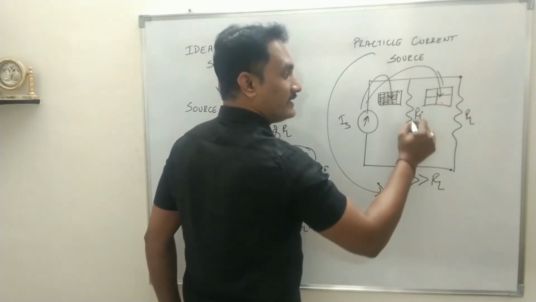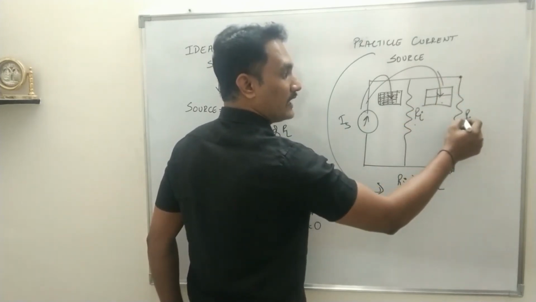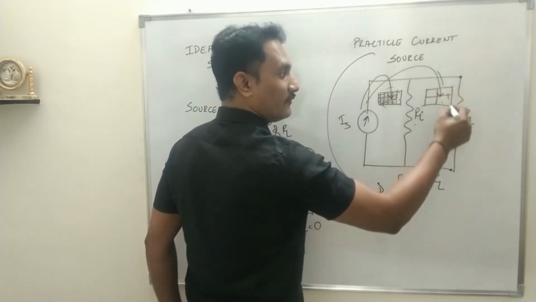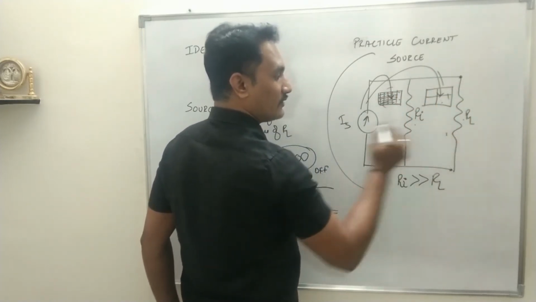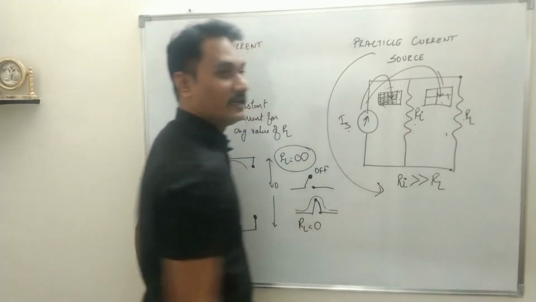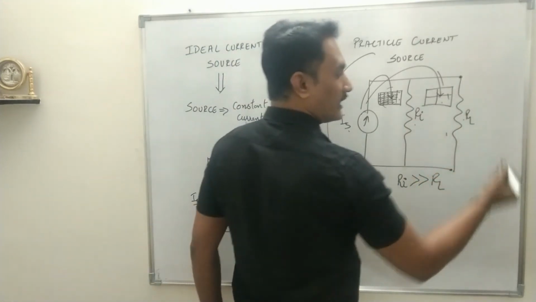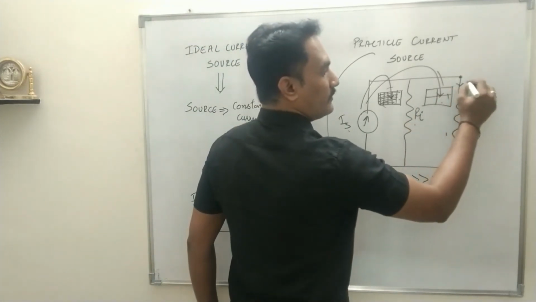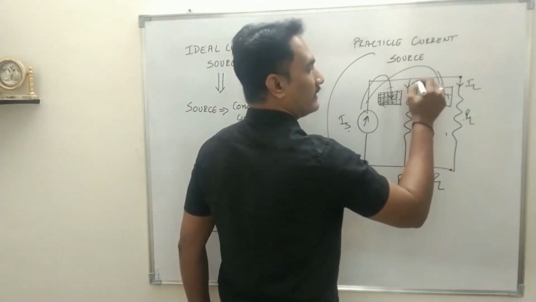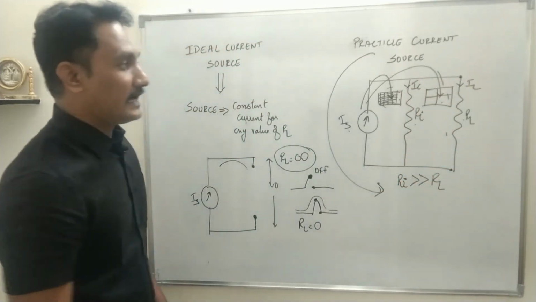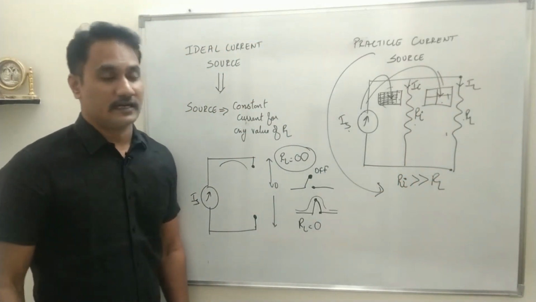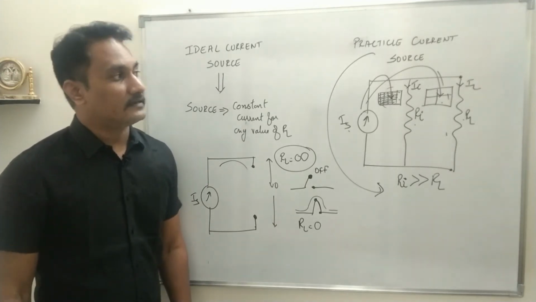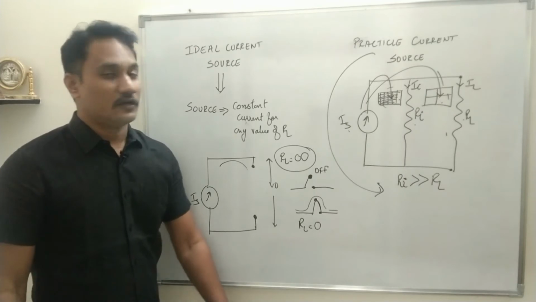So if Ri is much greater than RL, the opposition at Ri will be very large. That means all the current will always flow through RL. So in that case, Is will be equal to the output current which we will be taking. Let's say this current is IL and this current is II, the internal current flowing through the internal resistance or internal impedance, and IL is the current flowing through the load resistance.